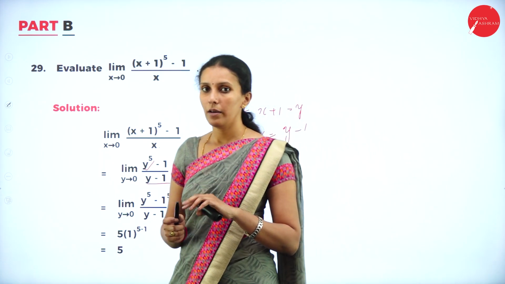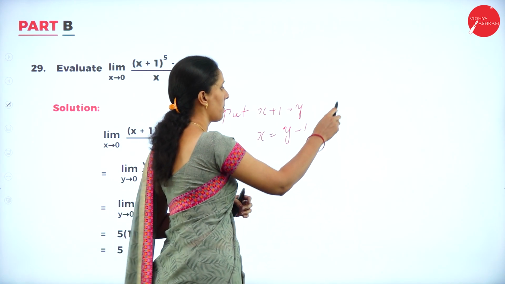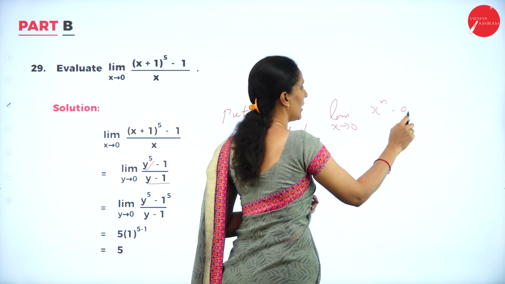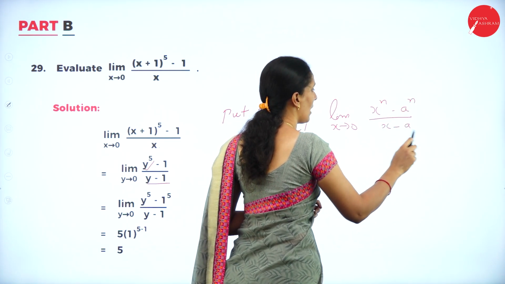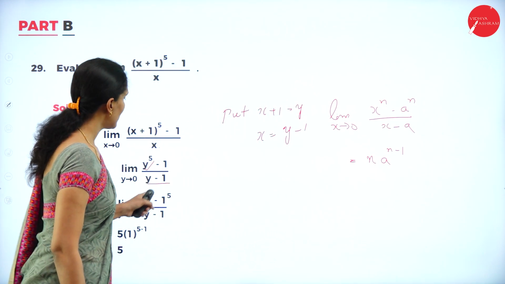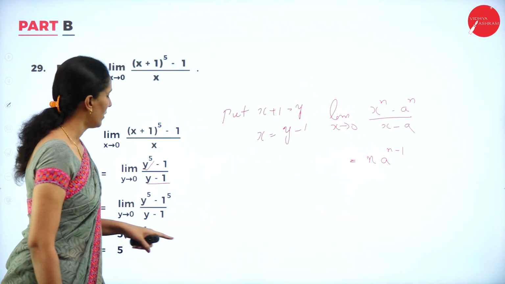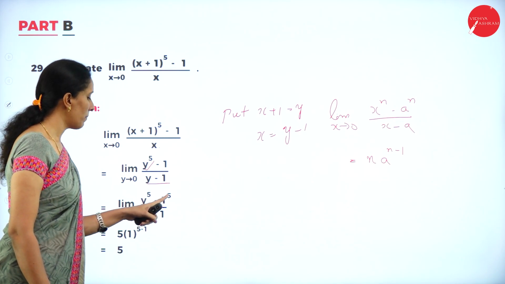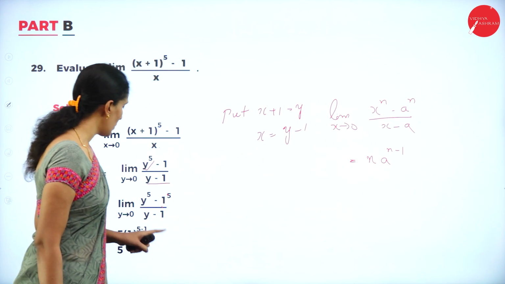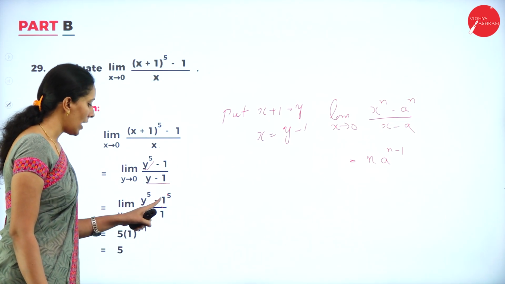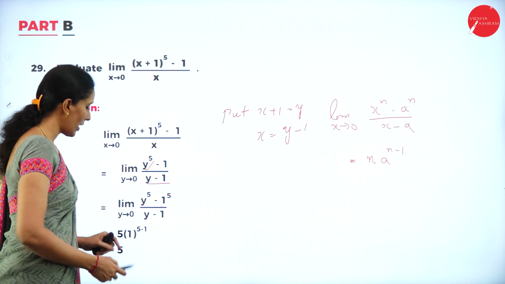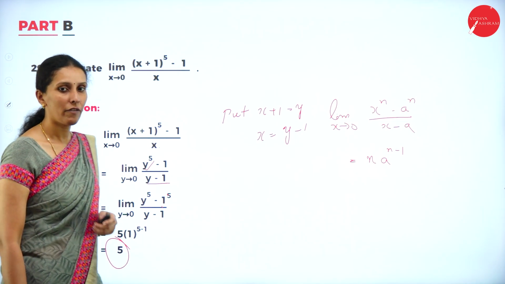We know the standard limit, that is limit x tends to a of (x to the power n minus a to the power n) by (x minus a), which can be written as n into a to the power n minus 1. So clearly this is of this form, which can be written as y power 5 minus 1 power 5 by y minus 1, which is n into a power n minus 1. So here the value of n is 5, a is 1, 5 minus 1, anything to power 1 is 1 only. So 5 into 1, the value of the limit is 5 here.